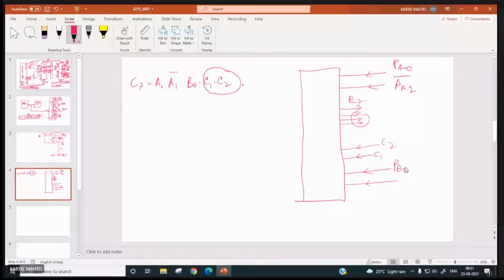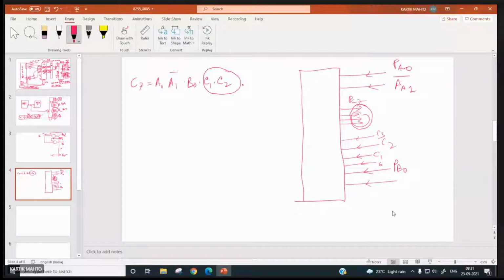Sir, means PC4 to PC7 will be either all output or all input? Yes, it cannot be mixed. All four will be output. Like similarly, C0 to C3 all will be input only. Yes, sir, understood. So up to this it is clear, no?